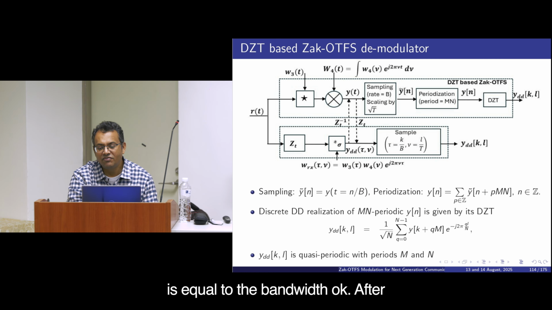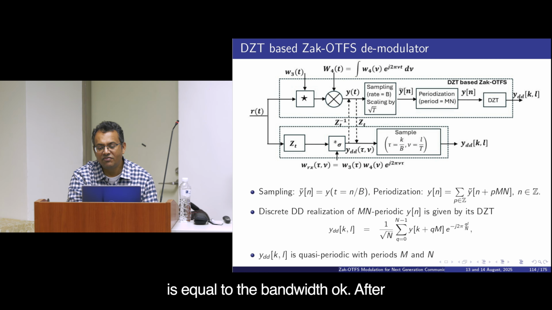I have a periodic signal y[n], I will take its discrete Zak transform, which is going to give me this signal's discrete delay Doppler representation y_dd. But I have to show that this sampling and all these three blocks are equivalent, which means that this output here and this output here are exactly the same. I have to show that, right? Otherwise there is no point if they are not equal.